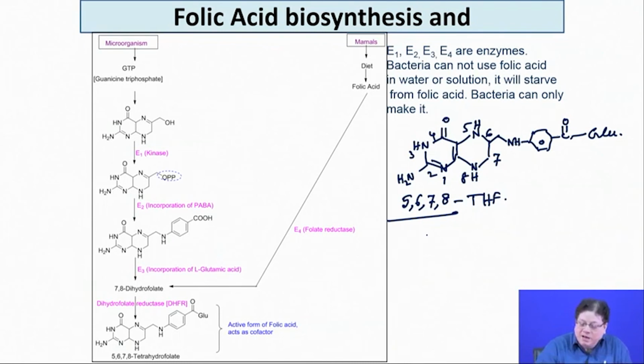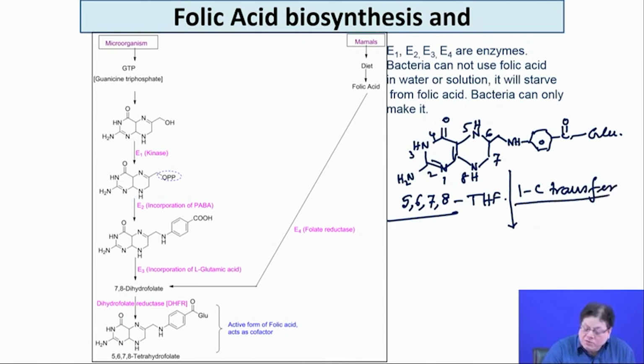What type of reaction does it do? It acts as a coenzyme helping the actual enzyme to catalyze a reaction in which one carbon is transferred from a substrate into another substrate, resulting in the product. Okay. So, basically it participates in one carbon transfer reactions. One carbon transfer reactions are very important.